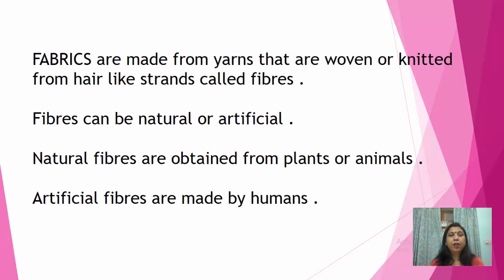Now, fabrics. Fabric is the thing from which we stitch our clothes, and these fabrics are made from the yarns that are woven or knitted from hair-like strands called fibers. That is why the name of the chapter is from fiber to fabric. Fibers can be natural or artificial, as we have studied earlier. Natural fibers are obtained from plants or animals, and artificial fibers are made by humans.